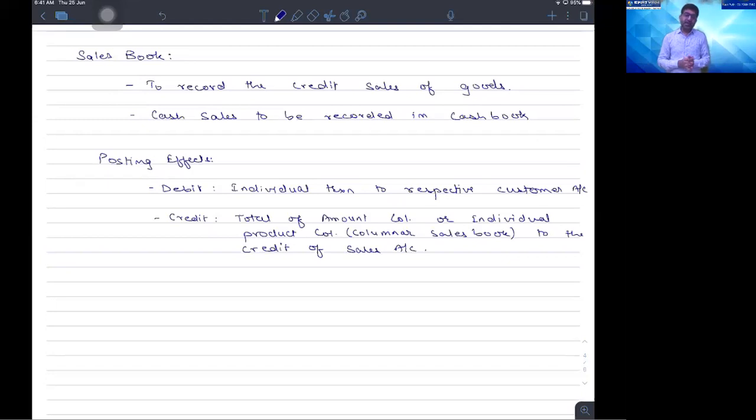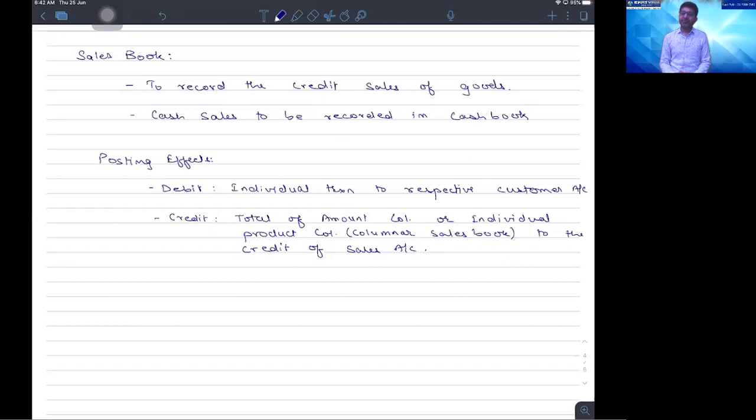तो जब भी आप सेल्स बुक बनाओगे तो उसका पोस्टिंग will be exactly reverse of your purchase book. क्यों? क्योंकि परचेज बुक के ट्रांजैक्शन में आपके सप्लायर्स are the givers of benefit and therefore suppliers are expected to be credited. Whereas आपके सेल के ट्रांजैक्शन में कस्टमर्स are the receiver of benefit, therefore customers are to be debited.